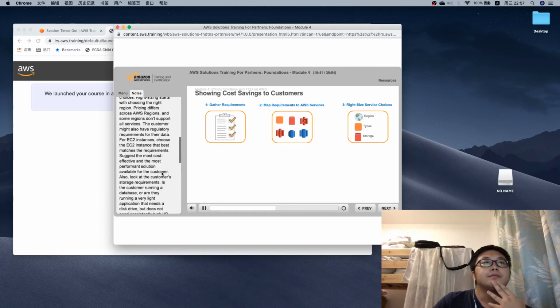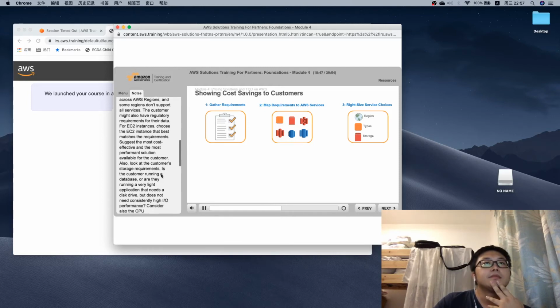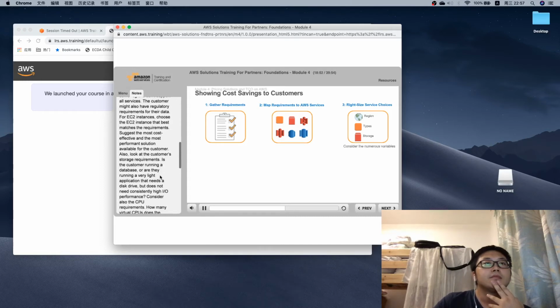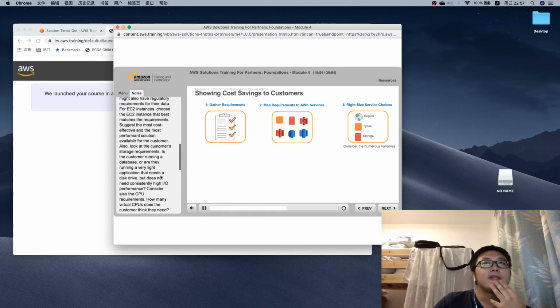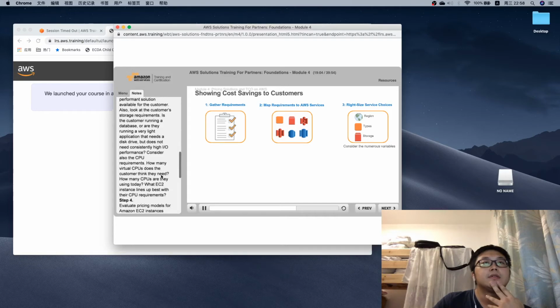Is the customer running a database, or are they running a very light application that needs a disk drive, but does not need consistently high I/O performance? Consider also the CPU requirements. How many virtual CPUs does the customer think they need? How many CPUs are they using today? What EC2 instance lines up best with their CPU requirements?